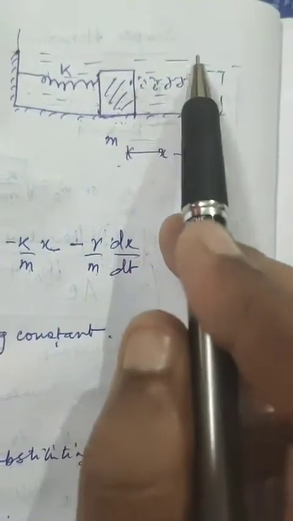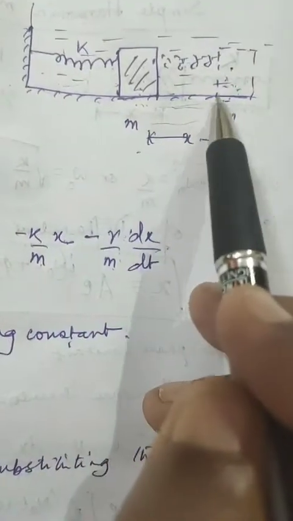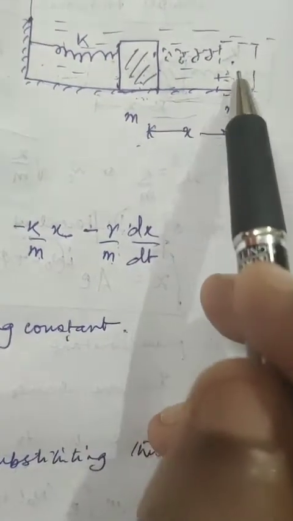See, if this liquid has a very low damping value, then this is going to oscillate.